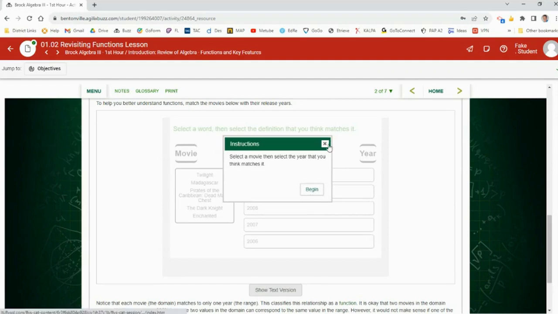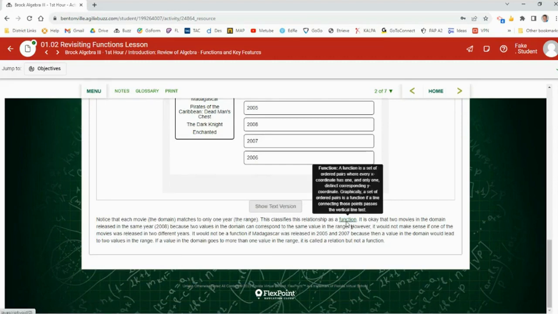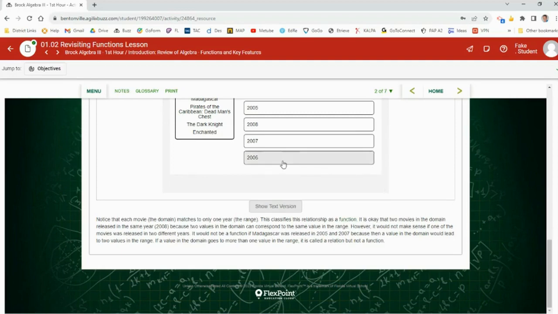So if we look at that, notice that each movie only matched to 1 year, right? So this is a function. Every x only had 1 year. Every movie only had 1 year. It's okay that there were 2 movies that both came out in 2008. That's fine.